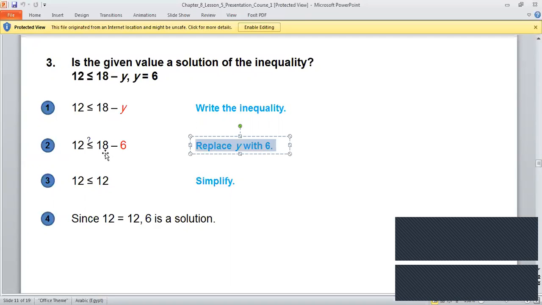So we have here 18 minus 6, right? 18 minus 6 equals 12. 12 is less than or equal to 12, so these statements are true. And the solution is what here? 6. Why 6? Because y here is equal to 6.